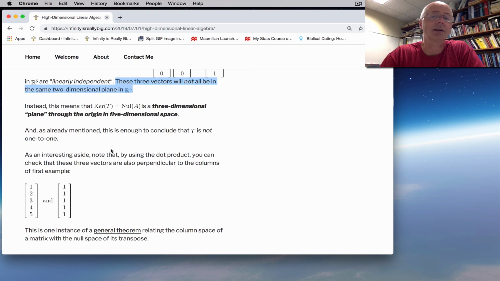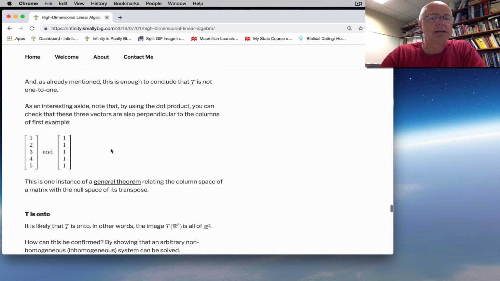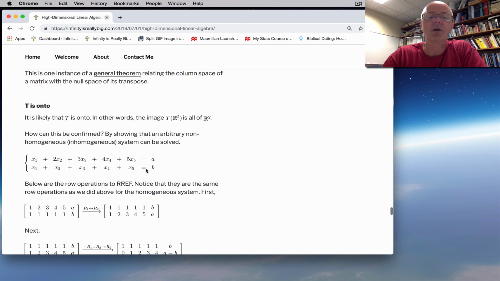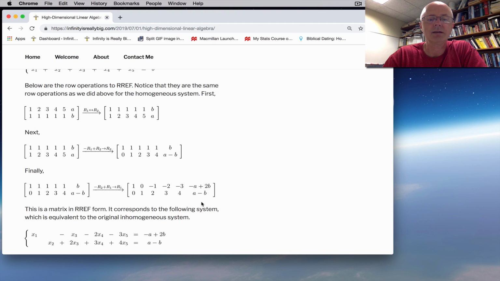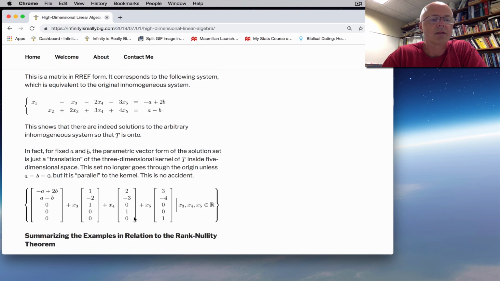Is it onto? I said it's likely to be onto. And that could be confirmed by using arbitrary right-hand sides here. The little a and little b here are arbitrary. Can I solve this non-homogeneous or inhomogeneous system for arbitrary little a and little b, no matter what they are? If you can, then that means T is onto. And the answer is you can. Here are the row operations, and there's no contradiction here in the end. You can solve this. In fact, you can write the answer in parametric vector form like this.